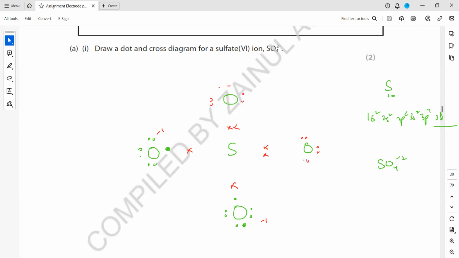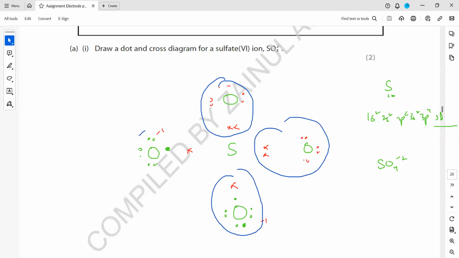So 2 of the bonds are dative: this is a dative covalent bond, and this one is also a dative covalent bond. This is a simple covalent bond, and this is also a simple covalent bond. So this is the structure of SO4 with a charge of -2.